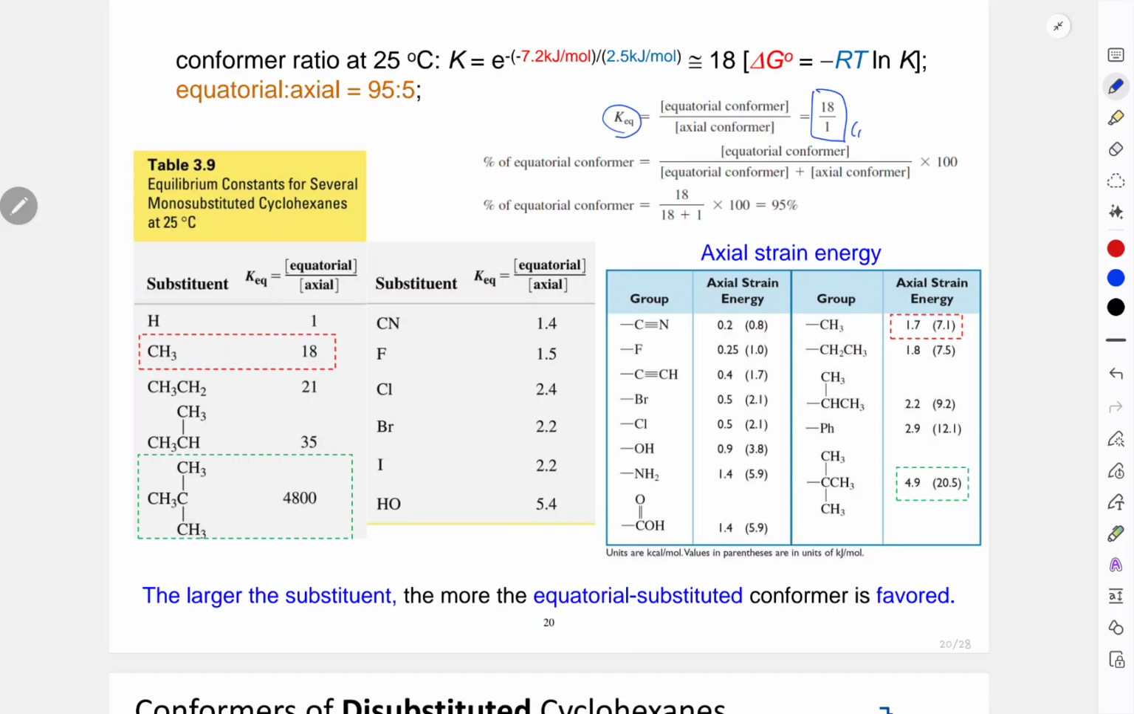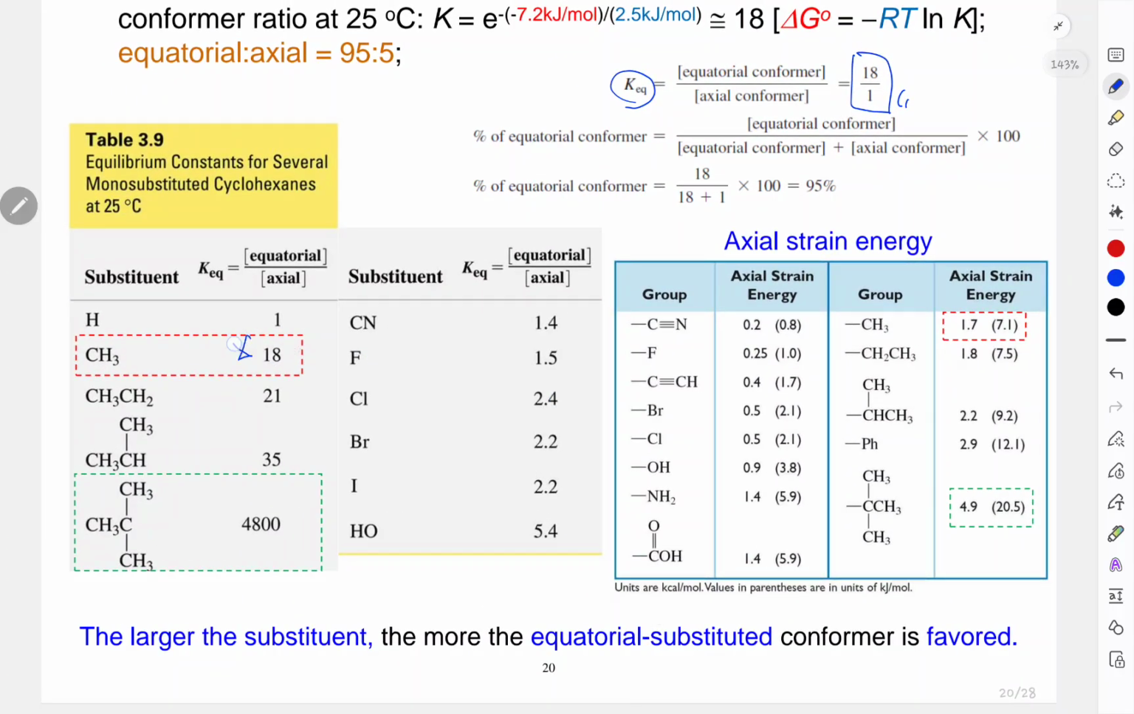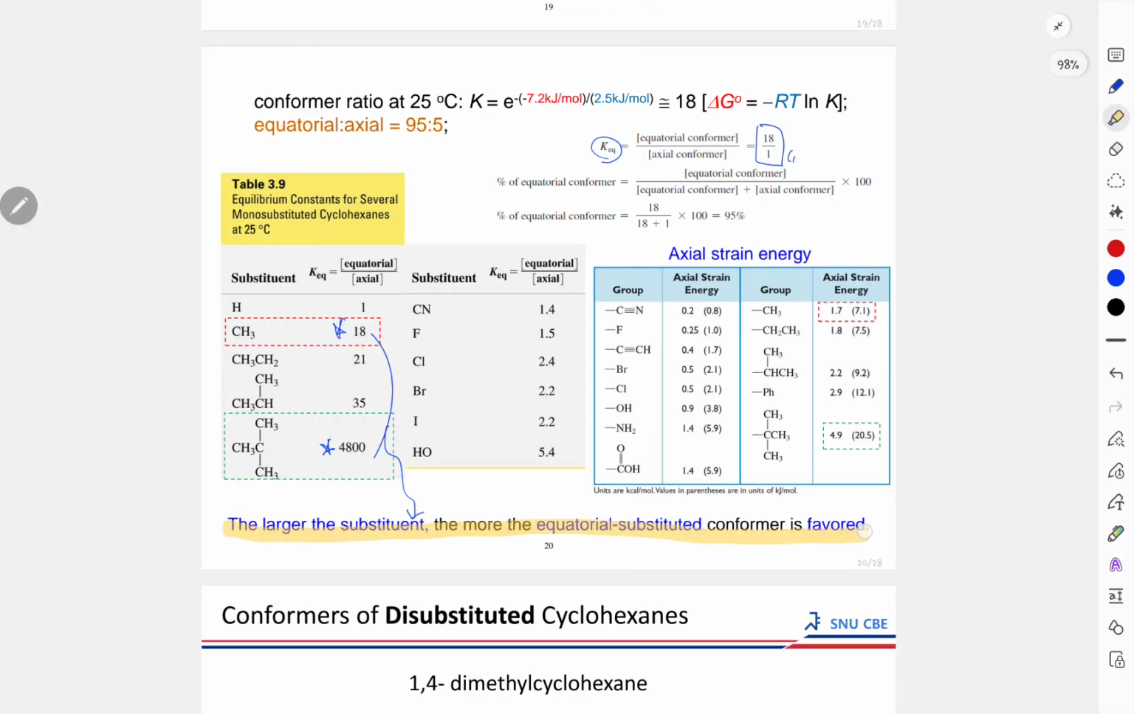And here's a trend, though, right? You can perhaps practice calculation here. The methyl versus tert-butyl, right? You can calculate the equilibrium constant ratio, 18 versus 5,000, right? And from these you can generalize the following: the larger the substituent, the more the equatorial substituent conformer is favored. Right? This is quite intuitive.